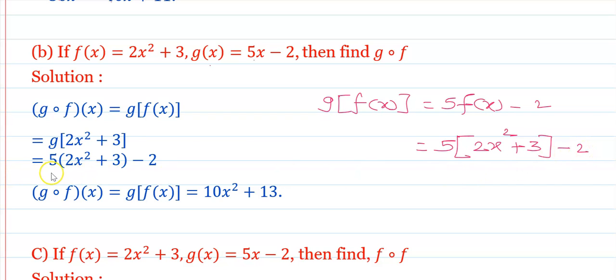And then simplify this. That is 5 into (2x square plus 3) minus 2. 5 into 2x square means what? 10x square. 5 into 3 is 15. 15 minus 3 minus 2. Then you will get 13. And hence GOF of x, that is the g of f of x is equals to 10x square plus 13.